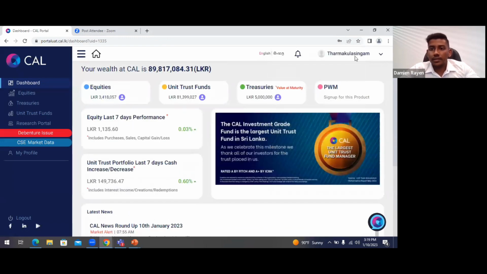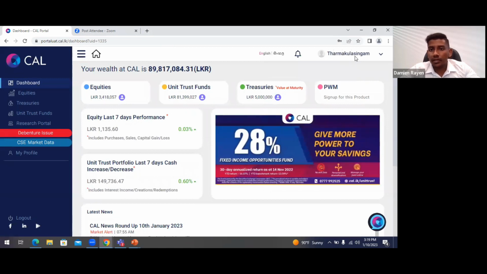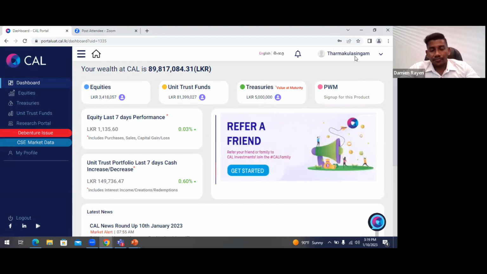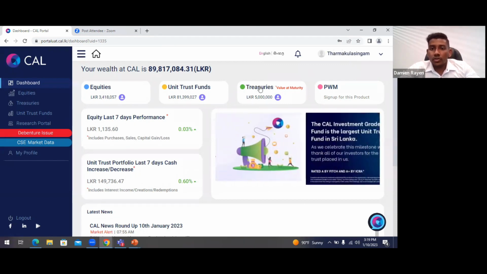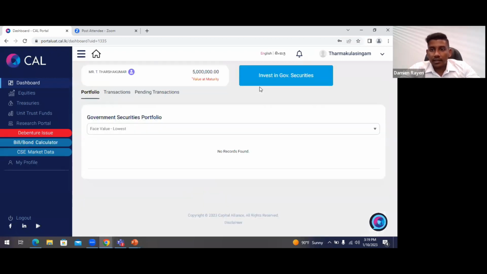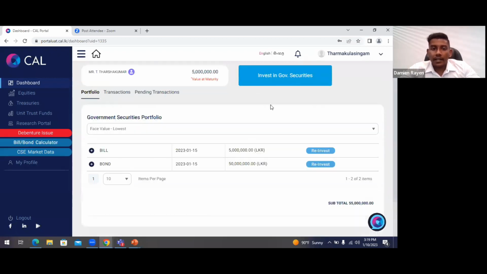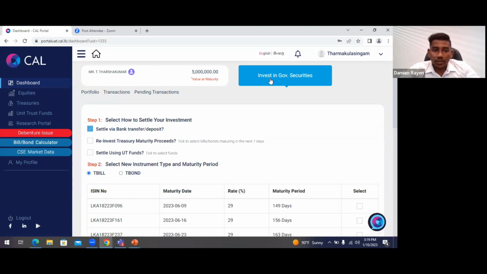Okay, this is a sample account. Once you set up your account through the CAL portal, this is how it will look. So you go to Treasuries, and there is an option here for you to invest in government securities. So you click on these options. A few of these options that you see here are still in beta mode, so they haven't gone live yet.